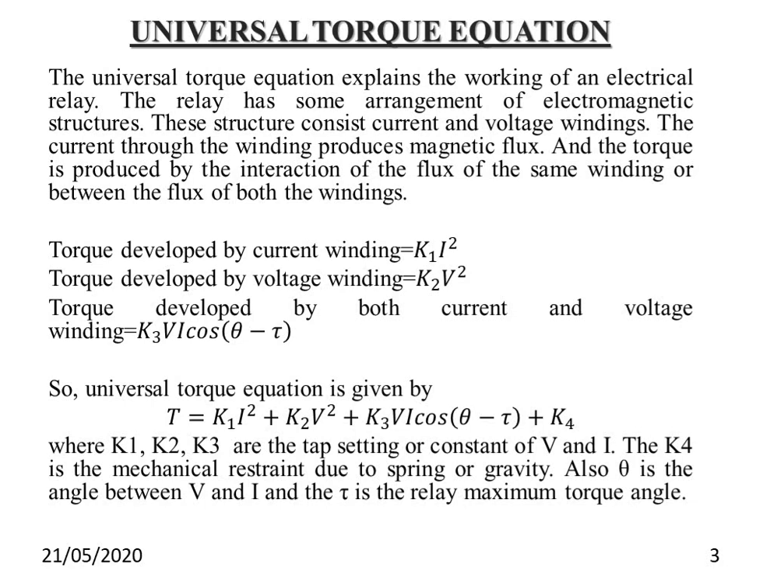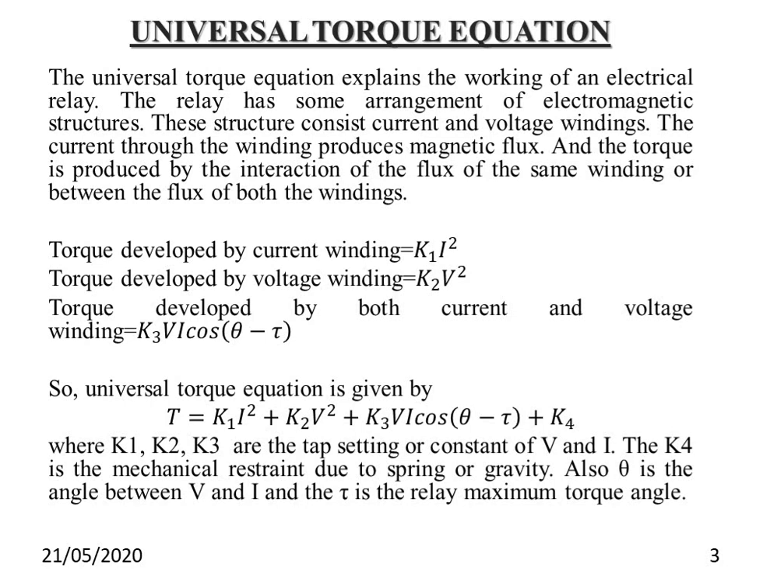Now, how will this occur? The torque developed by the current winding will be k1 I square. K1 is the tap setting or constant of current. Now the torque developed by the voltage winding will be k2 V square. Now if both current and voltage coils are present, then the torque will be k3 VI cos(theta minus tau).